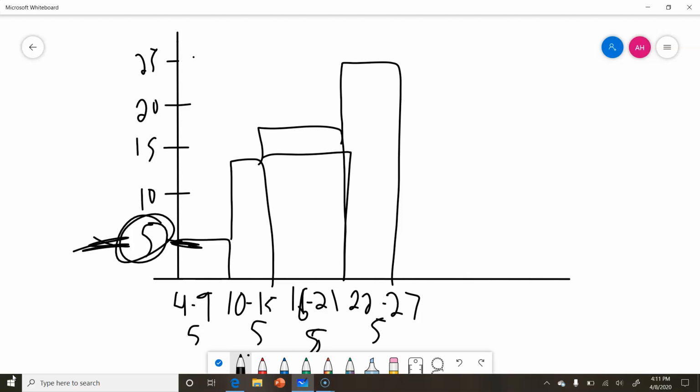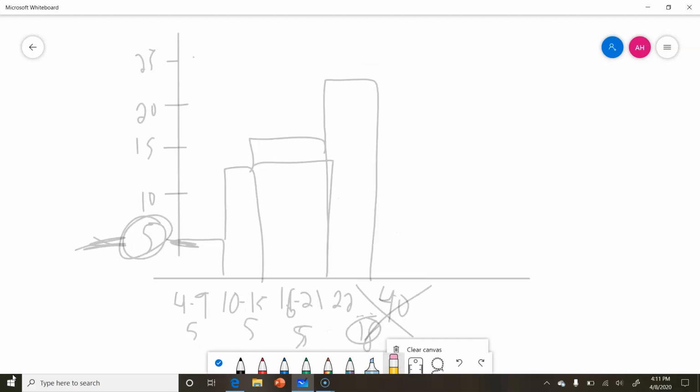You see, I can't make these different boxes. I couldn't make this one 5 and then this one down here say, you know what? This one's actually going to include 22 to 40 and be 18. Can't do that. They have to be the same width. That's very, very important.